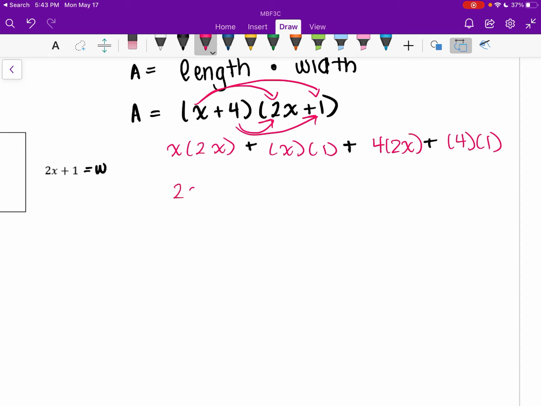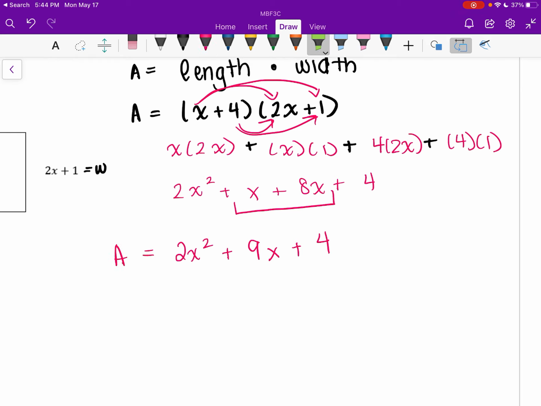2x times x is just 2x squared, plus x times 1 is x, plus 4 times 2x is going to be 8x. 4 times 2 is 8, yeah, I was right. 8x plus 4 times 1, which is just 4. I can collect these two like terms, so I'm left with 2x squared, 1 plus, remember there's an invisible 1 here, 1 plus 8 is going to be 9, plus 4. Therefore, my simplified expression for area is going to be 2x squared plus 9x plus 4.